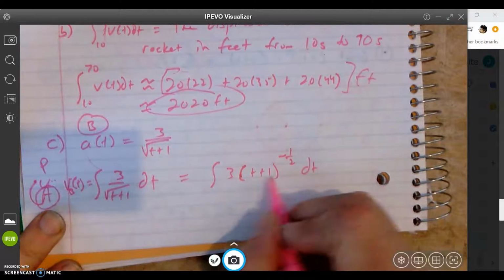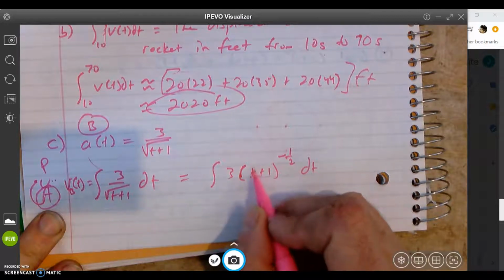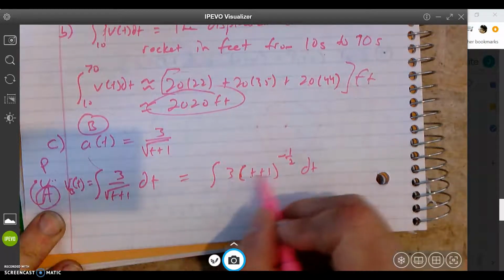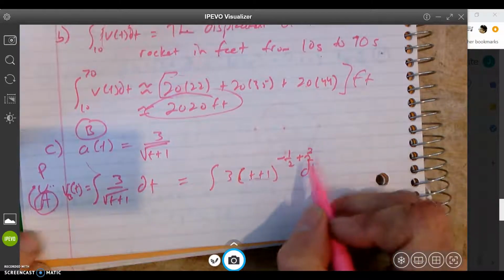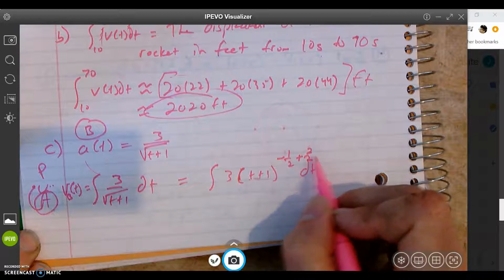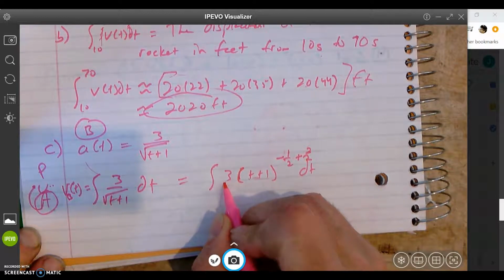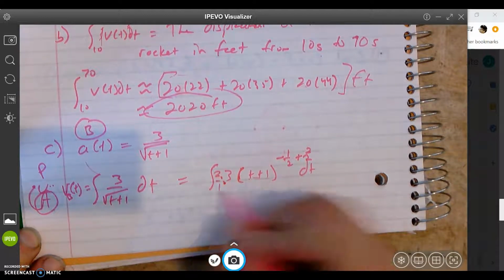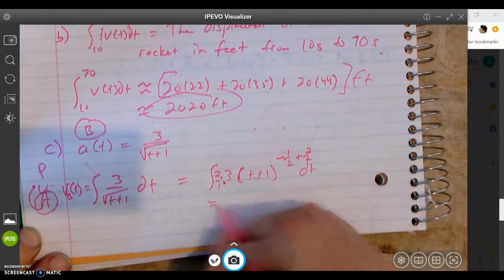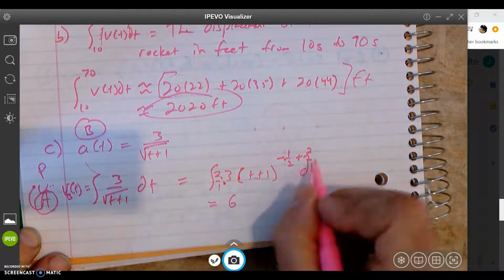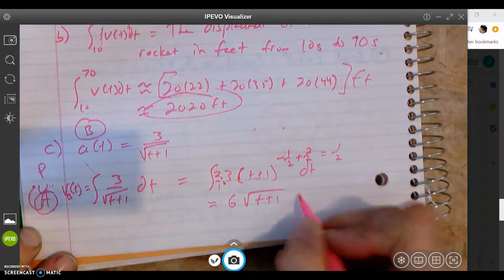This is like undoing the chain rule. The derivative of the inside is 1, so if you divide by 1, you just get the same thing. And then you add 1 to the exponent, so this is going to be 1/2. Then you divide by 1/2, which is multiplying by the reciprocal, 2 over 1. So this is going to be 6, since 3 times 2 is 6, times radical t plus 1, plus c.